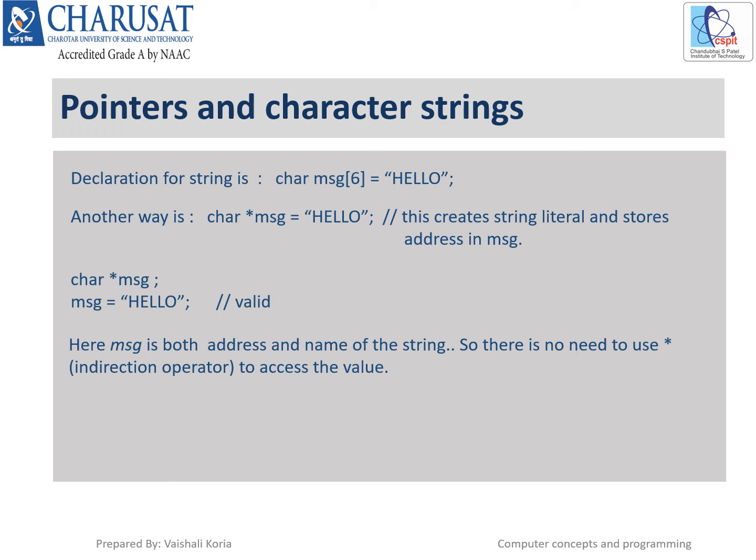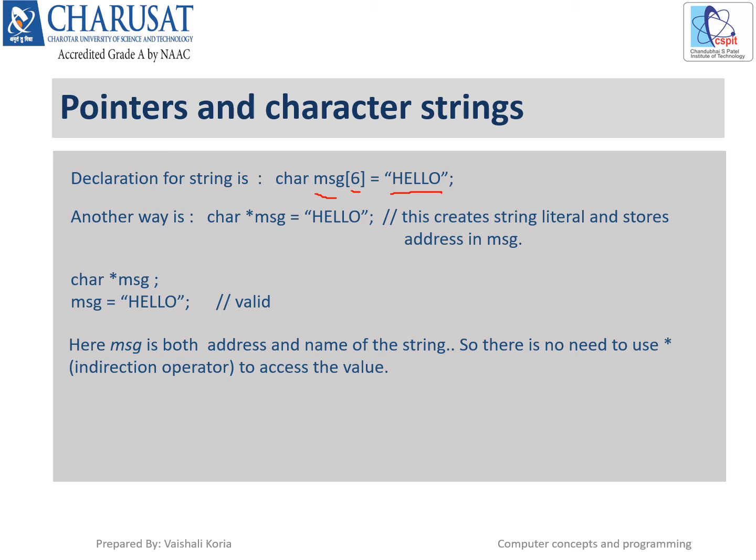Right, now how to use pointers and character strings. We know the declaration of a string. We use a character array of size 6, suppose, for storing hello. So 5 is the size for the actual characters and 1 is for the null character.